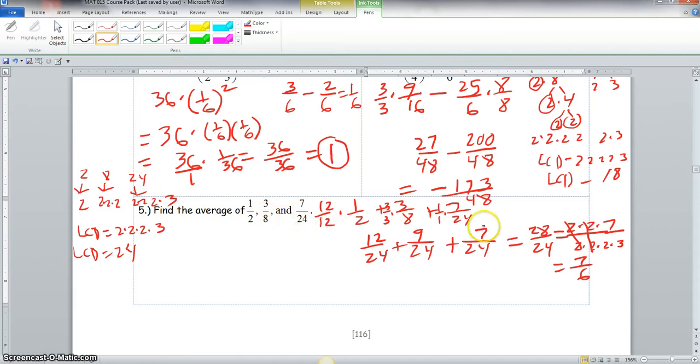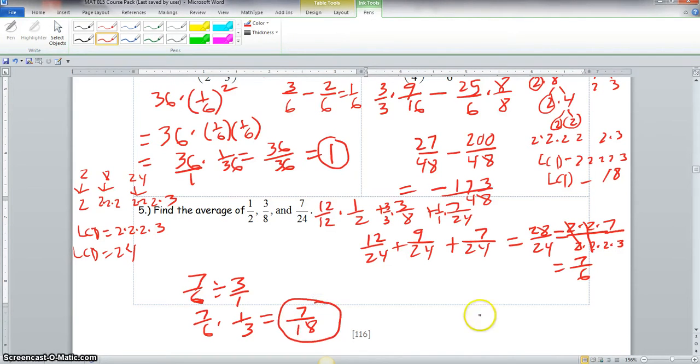So we added 3 numbers together, so that means we have to take 7/6, and I'm going to write this over here. We have to take this 7/6 and divide it by 3. So we know we can make that 3/1. So now we will have 7/6 times 1/3. Now 7 times 1 is 7, and 6 times 3 is 18. And that is our final answer, 7/18.